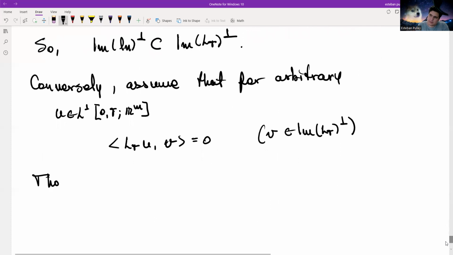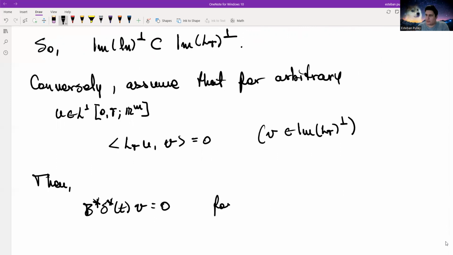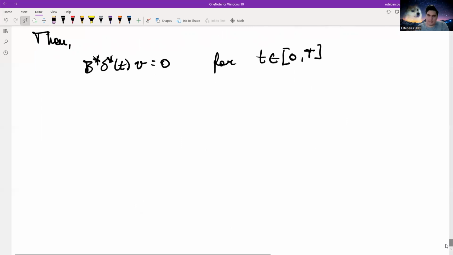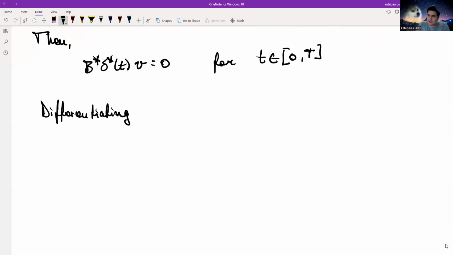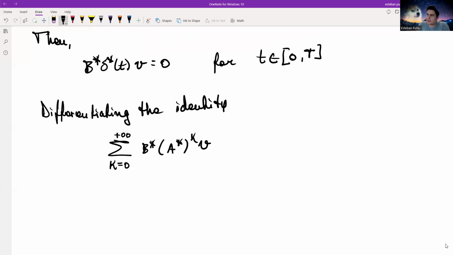Then, as I said before, we have that this is equal to 0 for t an element of this interval. Okay, now differentiating this identity, the series from k equals 0 to infinity, B transpose A transpose to the power of k, B, c_k, k factorial is equal to 0 for t an element of this interval.